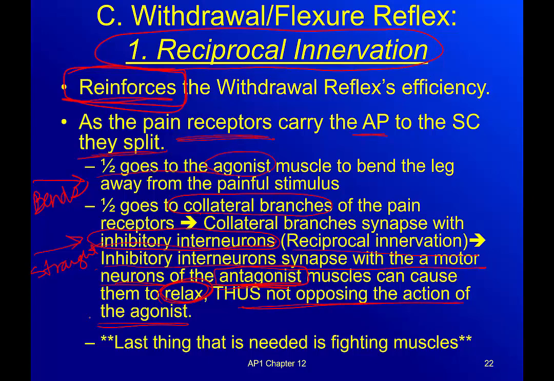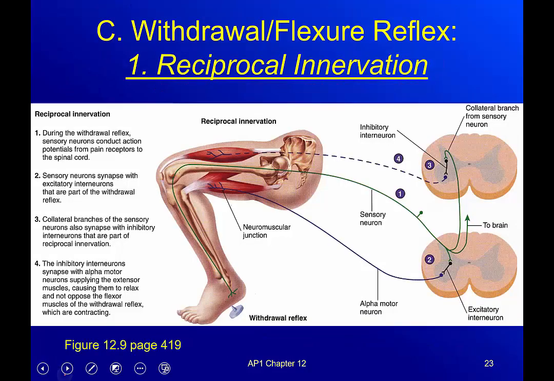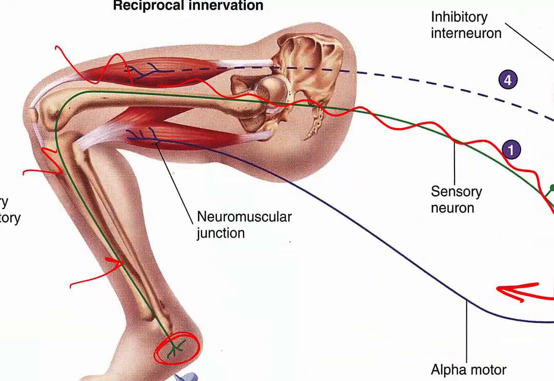What's the last thing I need at this point? Fighting muscles. So if you look, here's my sensory neuron carrying information up, right? Still carrying the information up. But it splits. I've got one going to my brain, one going to my antagonist, and one going to my agonist. What do I want to happen? I want my leg to get away from the painful stimulus.